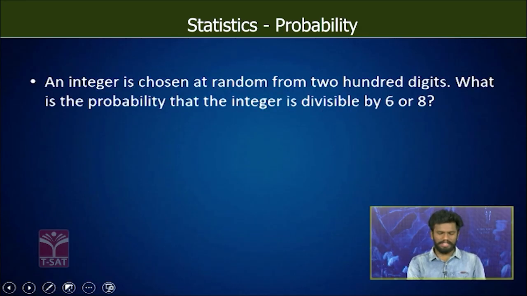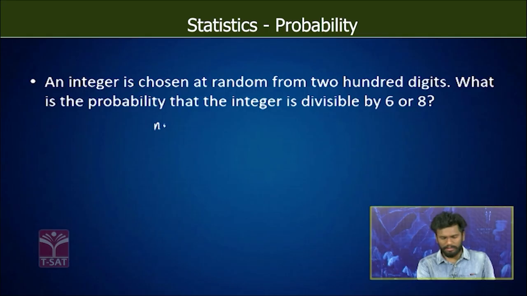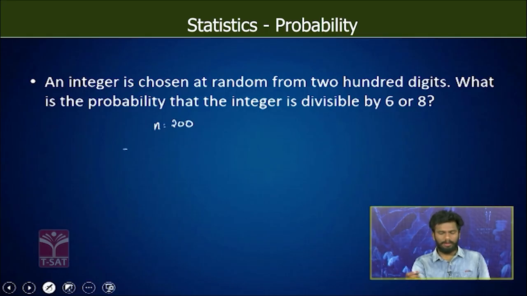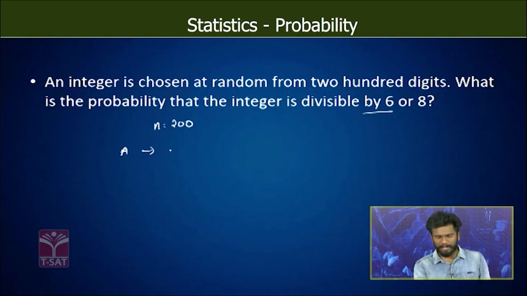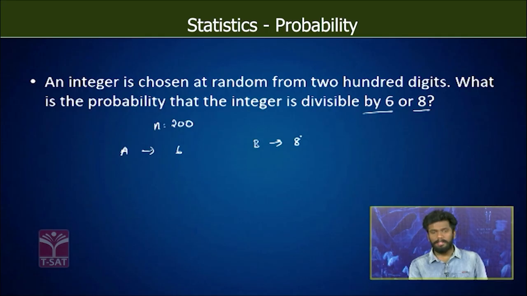Now we see a small example here. An integer is chosen at random from the first 200 integers. What is the probability that the integer is divisible by 6 or 8? This is one of the applications of the addition theorem of probability. So n is equal to 200. Event A refers to the integer being divisible by 6. Event B refers to the integer being divisible by 8.